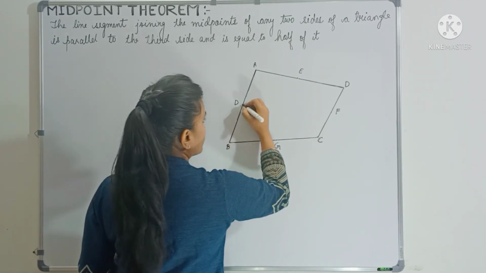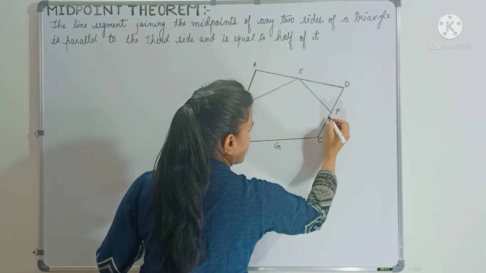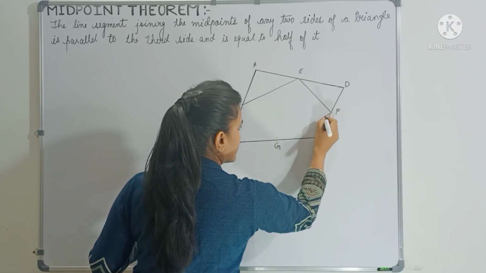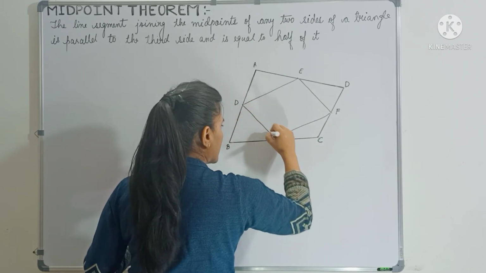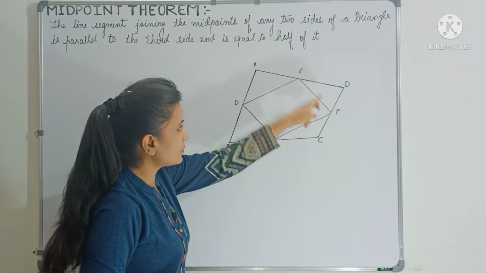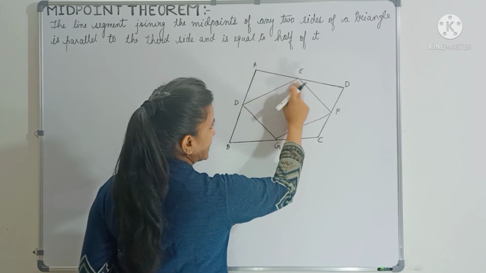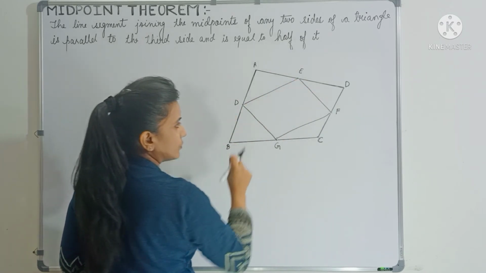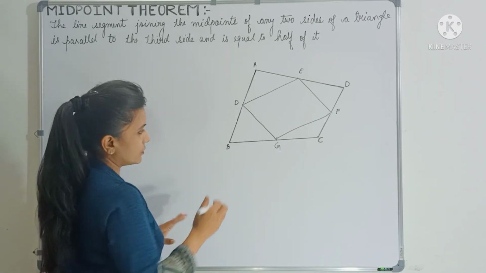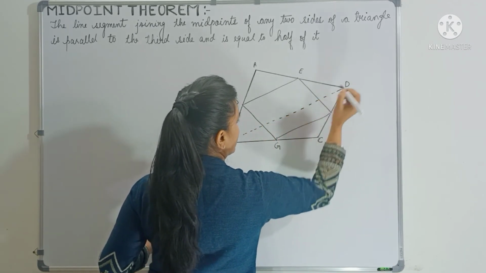Now if you join these midpoints, the quadrilateral which you will get will be a parallelogram, right? Here quadrilateral DEFG is a parallelogram. Now let's see how it's a parallelogram. For that you have to join BD. Okay, so join BD.